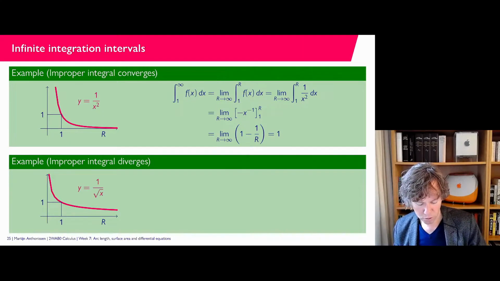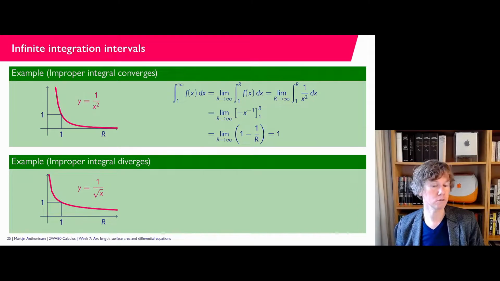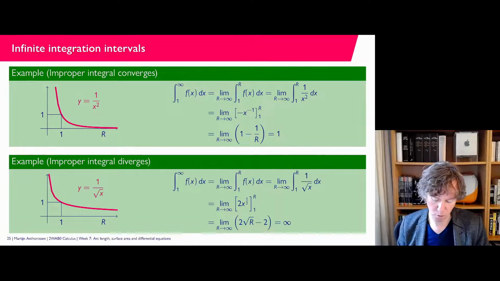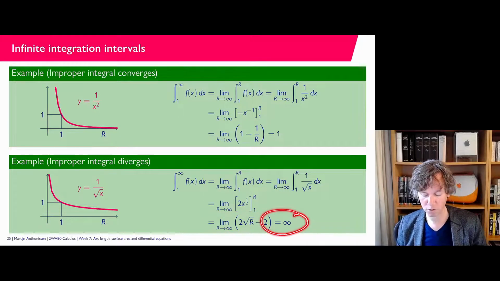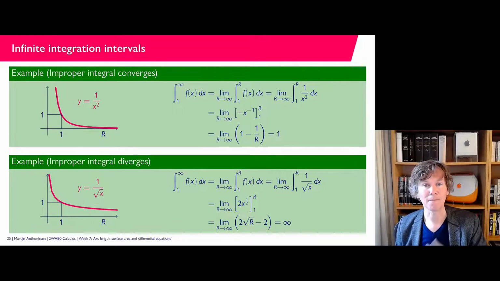If you try to do the same thing with 1 over the square root of x, we can do the same. So I'm replacing infinity with capital R. This is my integrand, 1 over square root of x. Primitive function 2 times square root of x. And now you see that we have this limit here. So the limit R going to infinity, 2 times square root of R minus 2. If R goes to infinity, the square root goes to infinity. So we see that the whole thing goes to infinity. So it diverges.